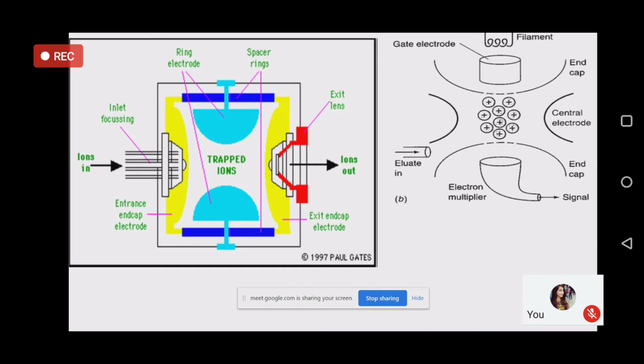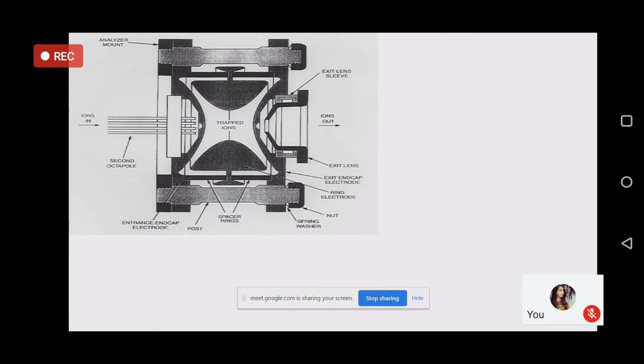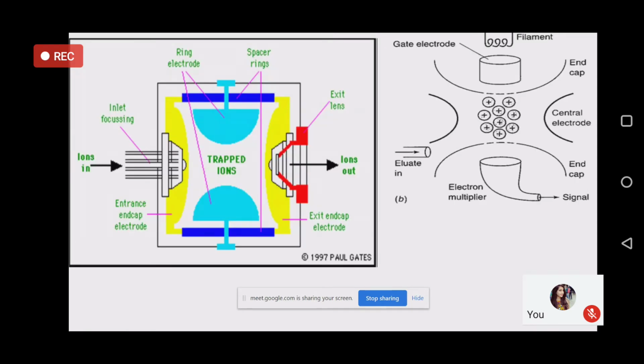Now, what exactly is the function of the ring electrodes and of the cap electrodes? They are called end cap electrodes. In the diagram to the extreme right, you can see the end cap electrodes, which are in the hyperbolic form, and then you have a central ring electrode which will trap the ions in the form of a ring. What you are seeing on the screen is a plain diagram, but actually what you have is in a three-dimensional space.